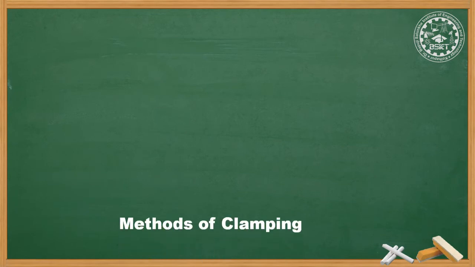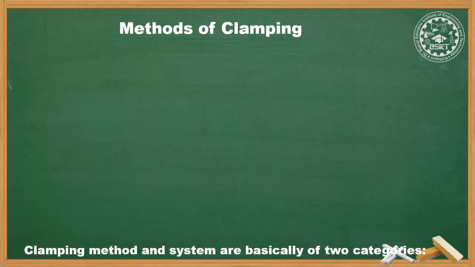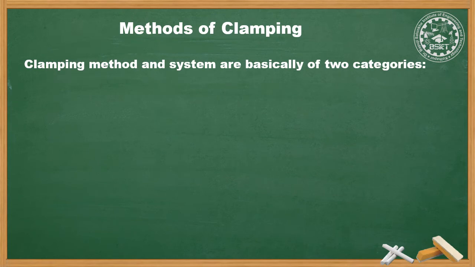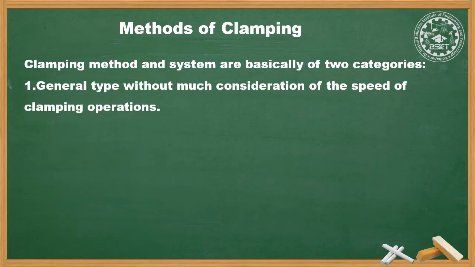Starting with methods of clamping. Clamping methods and systems are basically of two categories. Number 1, general type without much consideration of the speed of clamping operation. This is the type in which we do not consider the speed of operation of clamping.